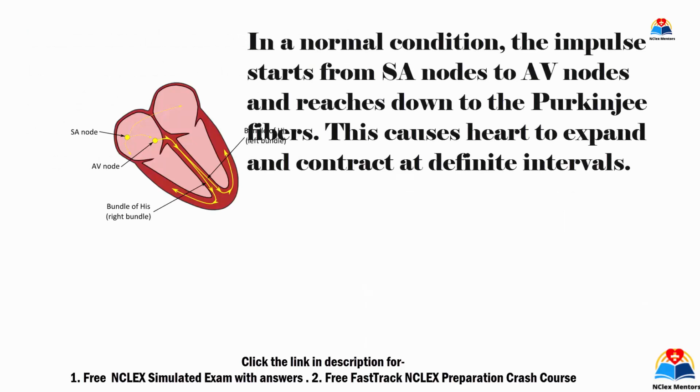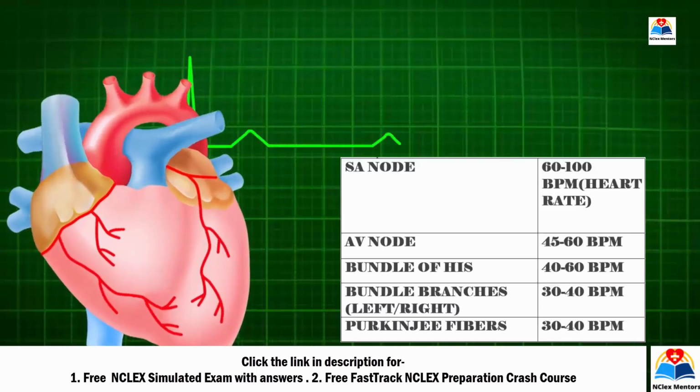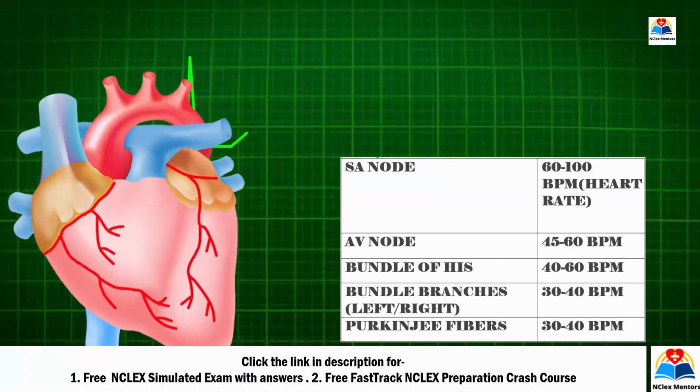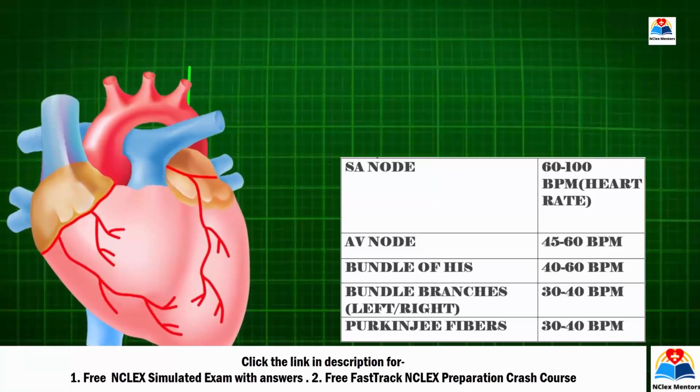This causes the heart to expand and contract at definite intervals. The SA node generates the electrical impulse at 60 to 100 impulses per minute, so the intrinsic rate for the SA node is 60 to 100 BPM, or beats per minute.